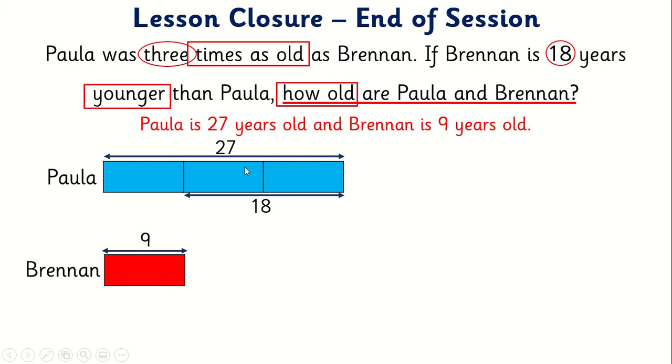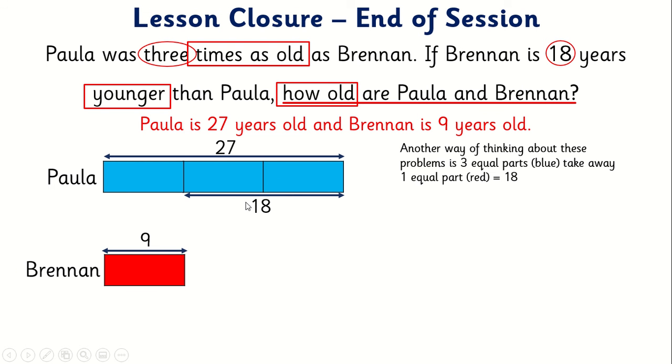So as we saw here, we had 3 equal parts, 1 equal part. And another way we can think about it to solve it is if we have 3 equal parts in this blue and we take away our red equal part, we're left with 2 equal parts that equal 18, and then we can solve it that way. Each equal part equals 9, which is what we did.